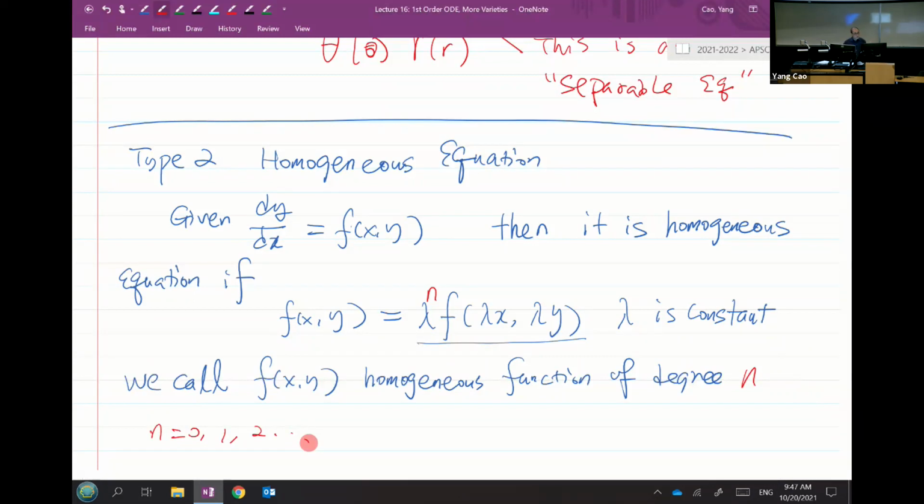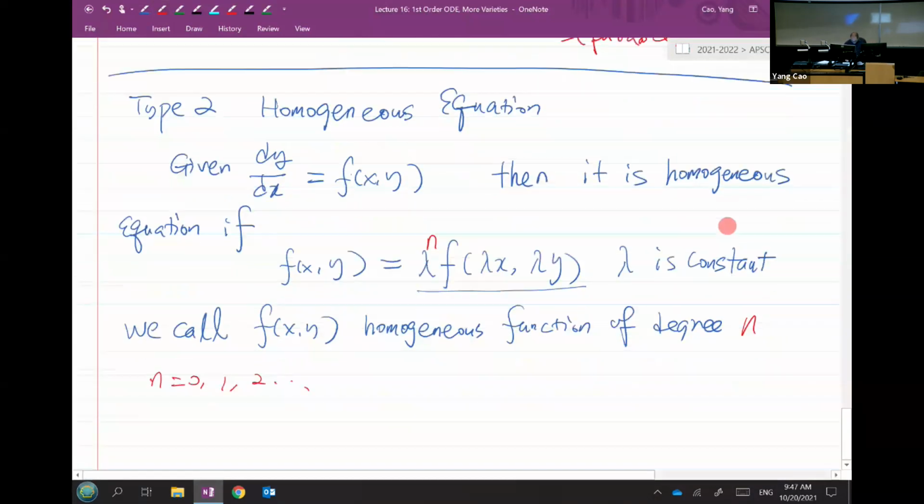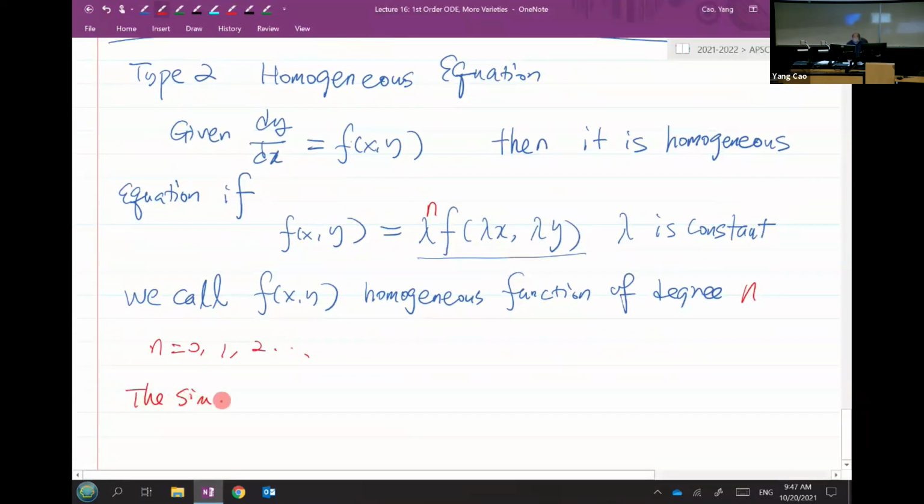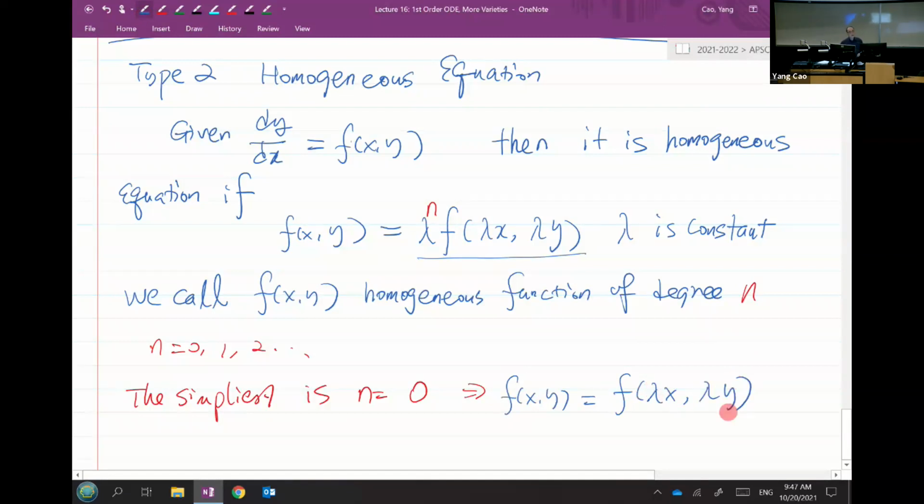And the simplest type is n equal to 0. And when n equal to 0, lambda to the power 0 is 1, right? So you get f of x, y simply equal to f of lambda x, lambda y. And that's actually the one where we'll see some of the examples of how we deal with these things.